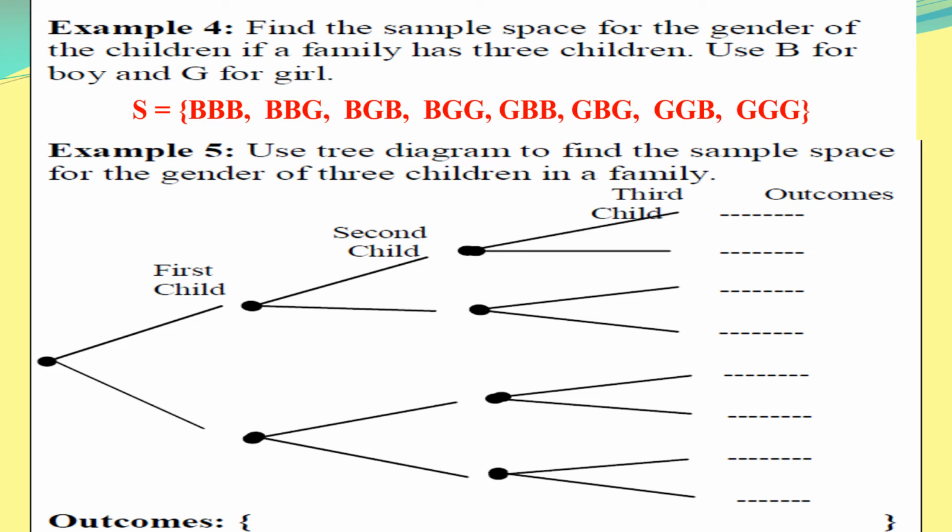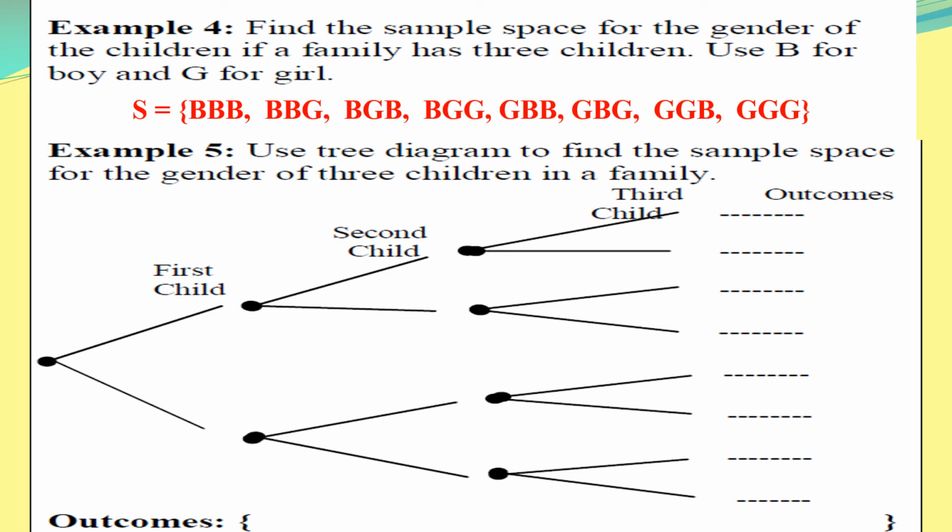Example number 5. Use a tree diagram to find the sample space for the gender of 3 children in a family. So actually this is just the same as example number 4, so we will expect the same answer also for the sample space. But this is only represented using a tree diagram.